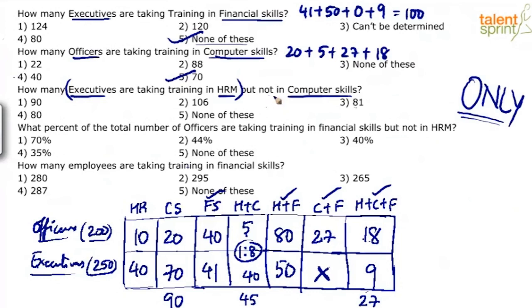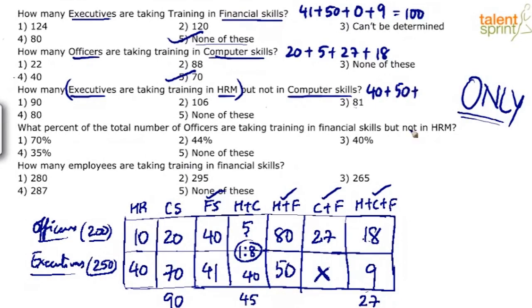But then he says they should not be involved in computer skills. So we should remove those regions which have got computer skills. So HRM but not computer skills. HRM is this. 40 is HRM and not computer skills, so 40 can be added. Can this 40 be taken? No, it cannot be taken because this involves computer skills. We don't want computer skills. Can this 50 be taken? Yes, because it is HRM but not computer skills.